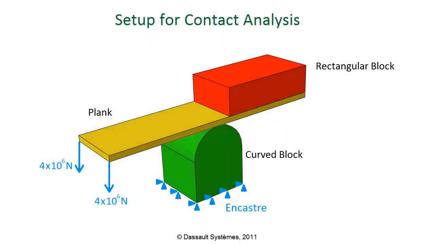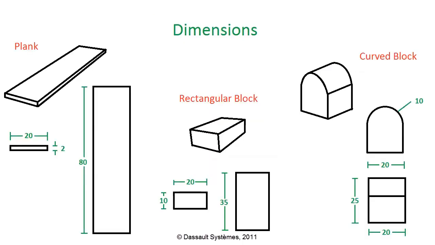The setup consists of three parts: a plank, a block with a semicircular surface on one side, which I shall refer to as the curved block, and a block with flat surfaces, which I shall refer to as the rectangular block. The curved block is fixed on the bottom, and the plank is fixed at one end, making it a cantilever. A force is applied on the free end of the plank, pushing it downward so that it bends around the curved block. At the same time, the rectangular block holds the top surface of the plank flat, preventing it from arching upwards. The dimensions of the parts are displayed in the figure.